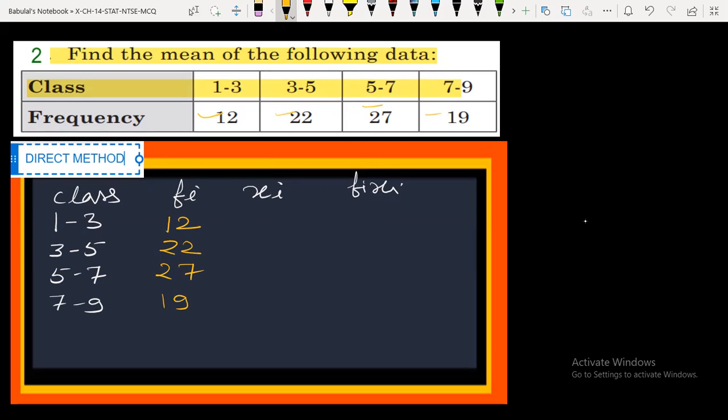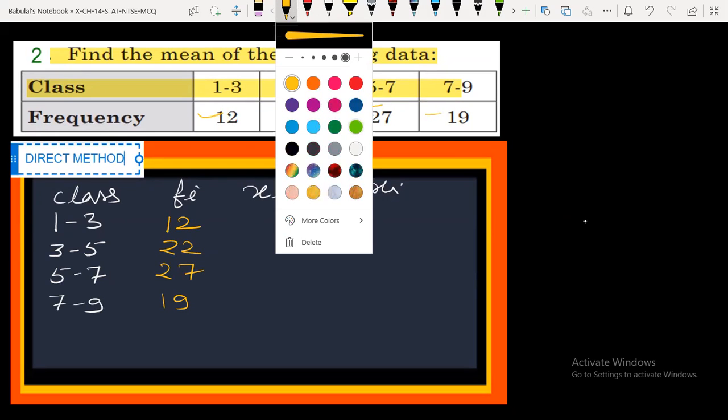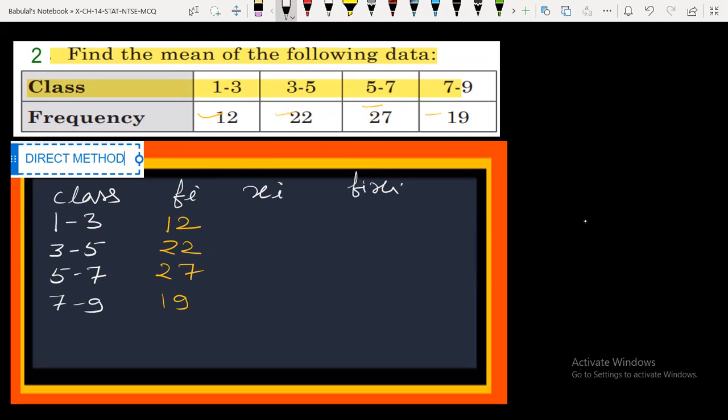Then xi stands for the class mark, meaning the mid value of the classes we have to write. यहाँ पे हमें lower limit plus upper limit divide by 2 करना है. देखिए, what is the lower limit of the first class? 1 plus 3 divided by 2, so 4 by 2, that is 2.